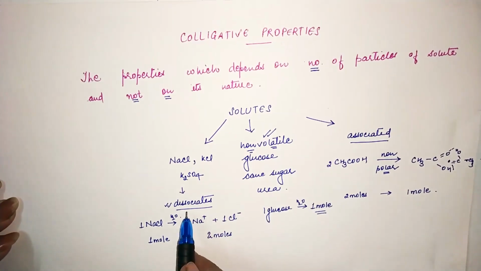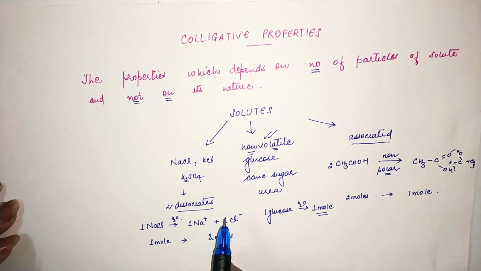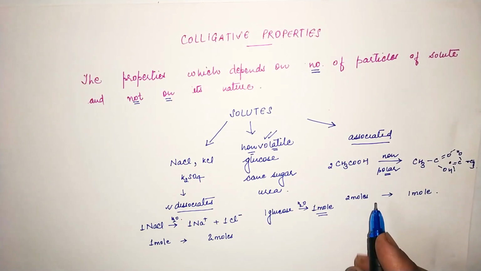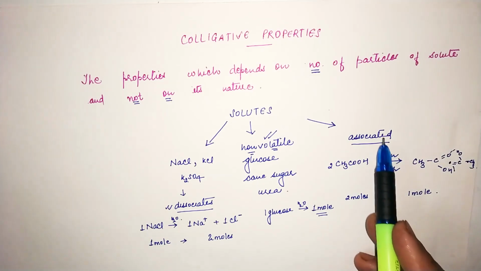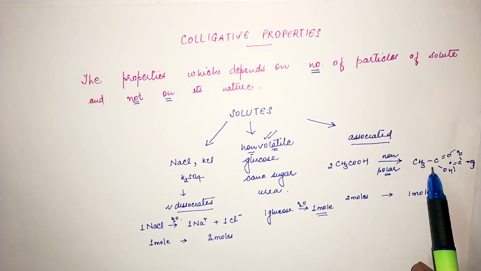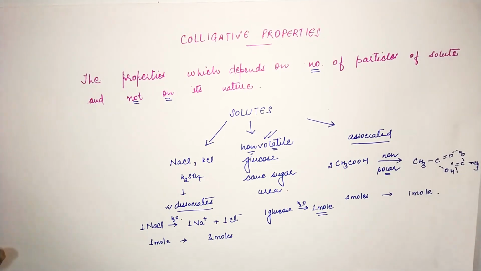Some undergo dissociation, like the electrolytes. All these strong electrolytes easily get dissociated. In this category we take all types of electrolytes, acids and bases. Associated are generally organic acids and even phenol, which get associated when dissolved in a non-polar solvent. From the two we are getting one molecule. So this is called association. Now I am taking the first colligative property, and that is relative lowering in vapor pressure.